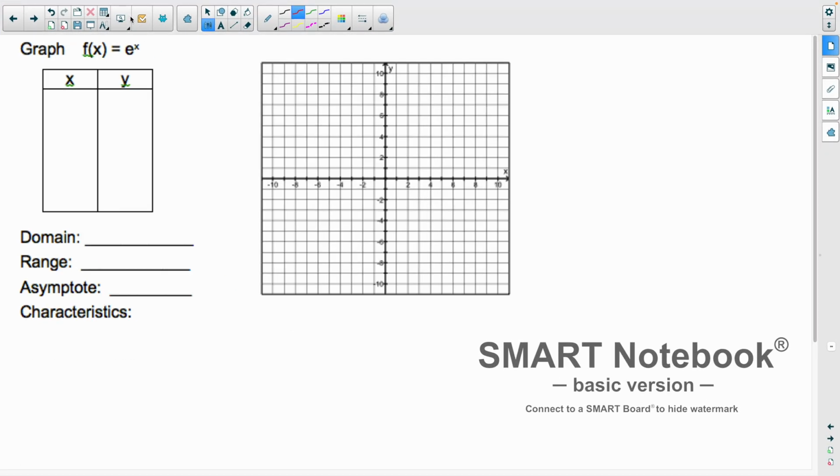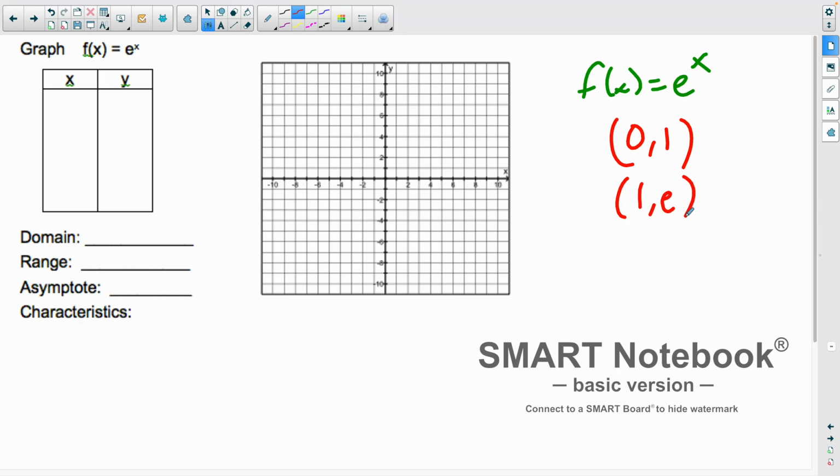This is what happens when I ask this question right here. I want you to graph f of x equals e to the x. Well, first of all, is it growth or is it decay? It's growth, because why? 2.718 is bigger than 1. Okay? Now, what are my 2 points on this graph? 0, 1, it's always going to be 0, 1. And then 1 and E, which is 2.718.